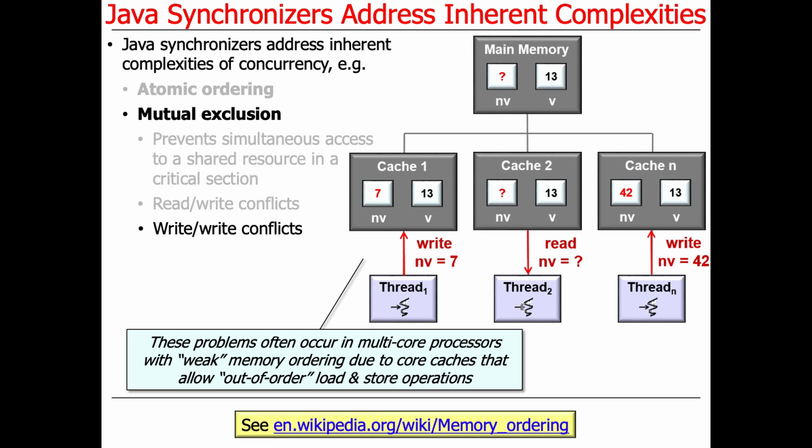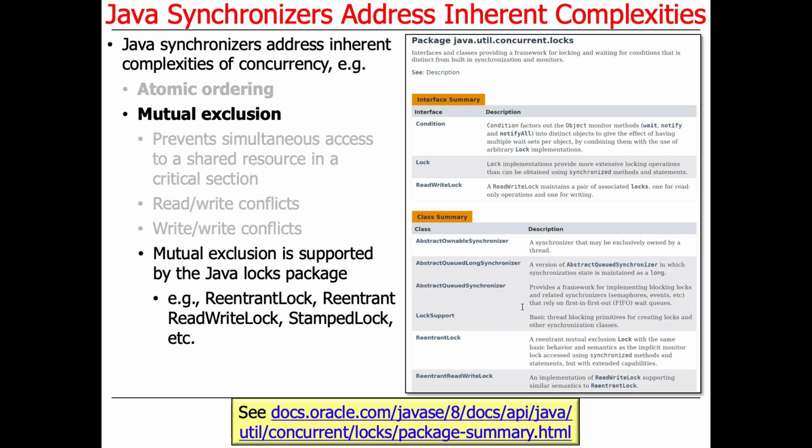So mutual exclusion mechanisms in Java are designed to remove the ambiguity and the non-predictability, thereby ensuring your programs have a meaningful result. And you can read more about memory ordering here if you're interested. This is the way the world is going for lots of different reasons. Mutual exclusion in Java is supported by the Java locks package, which includes reentrant lock, reentrant read-write lock, stamped lock, and so on and so forth.